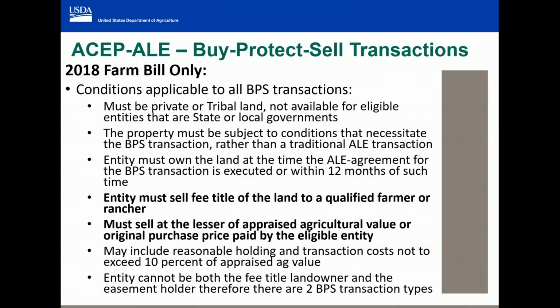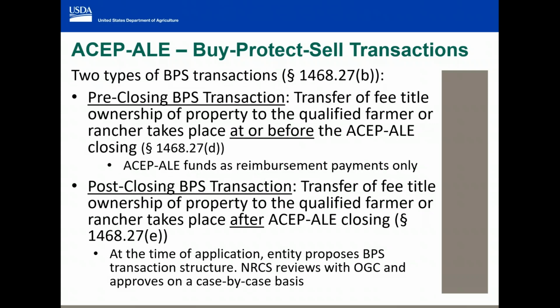That sale to the farmer or rancher can include holding and transaction costs that don't exceed 10% of the appraised ag value. And then the other requirement is that the entity cannot be both the fee title landowner and the easement holder at the same time. And so therefore, there are two transaction types that are explained to some extent in the interim rule.